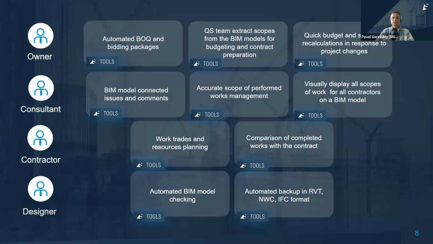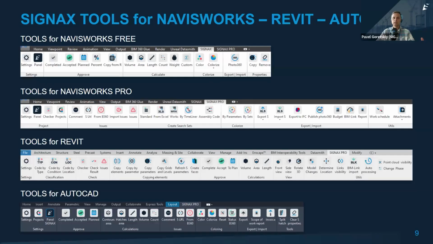For the consultants team, classification of the model, creation of search sets, scope management, tracking of model changes, transfer of properties, shadows and scope, import and export. For the owner's team, you can get automated scopes from the model, budget calculation, and Primavera schedule integration. SIGNAX Tools is made to enhance and automate workflows. Here are the SIGNAX panels for Autodesk products. There are plenty of features, and you would definitely find some to boost your project.